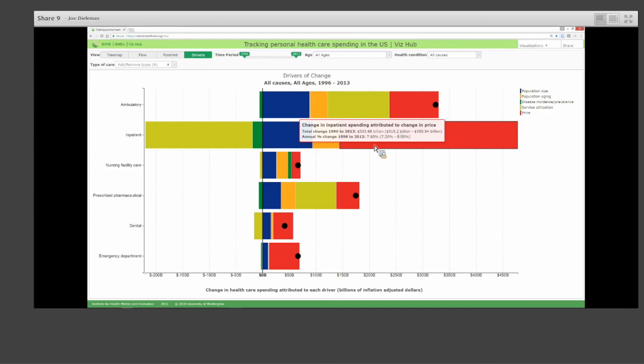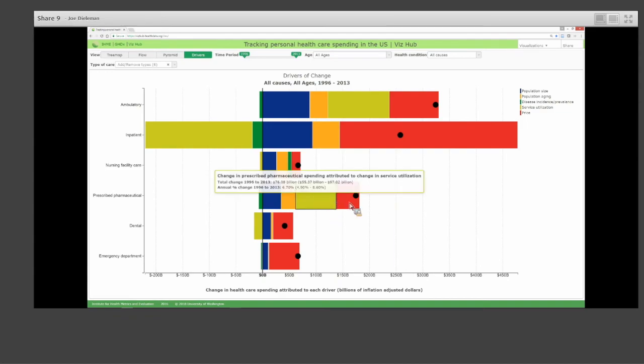The important thing about our research is that we can see this across all the different types of care. And so you can see pharmaceutical spending has had major increases. A lot of that is because of utilization. Some of it is also because of increases in prices, whereas emergency department increases are really almost fundamentally driven by the increases in price intensity.